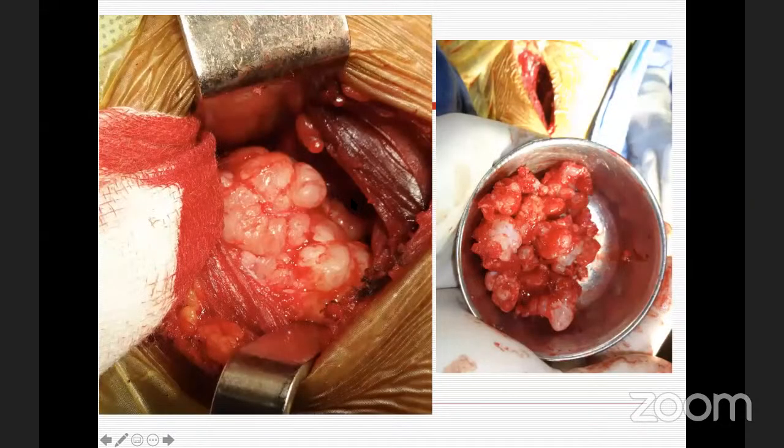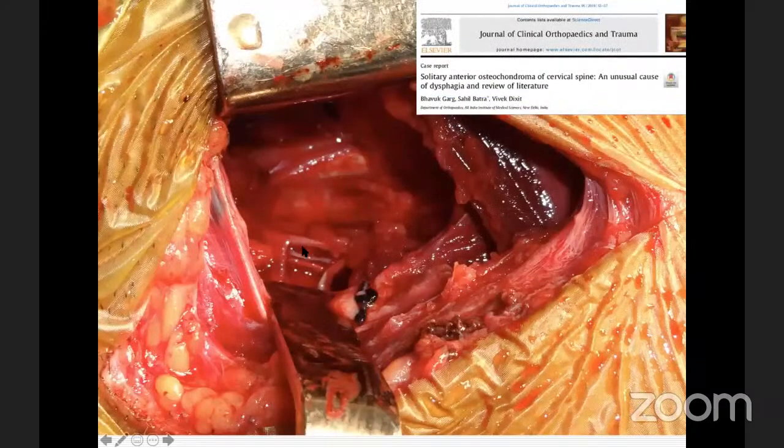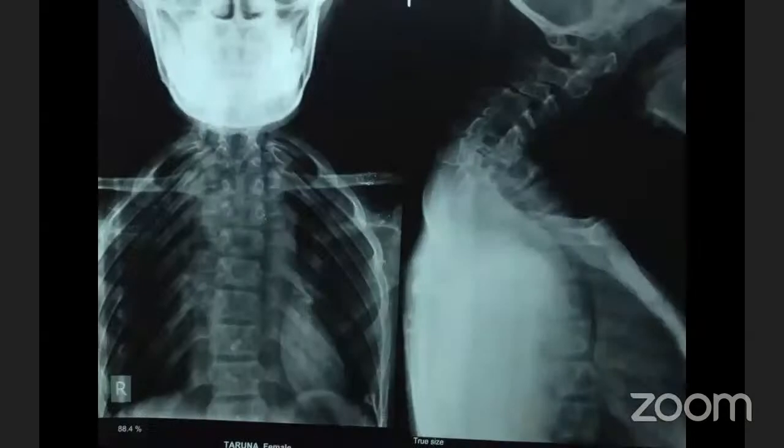In this case, we were very careful, we were very prepared, and we identified the lateral portion of the vertebral artery and exposed it, being very careful to expose the vertebral artery. So one has to be very prepared. If you are prepared for it, then most of the time you are going to get away with it.